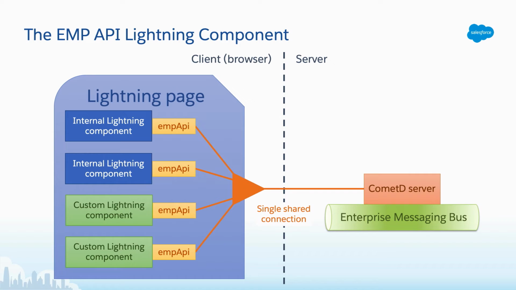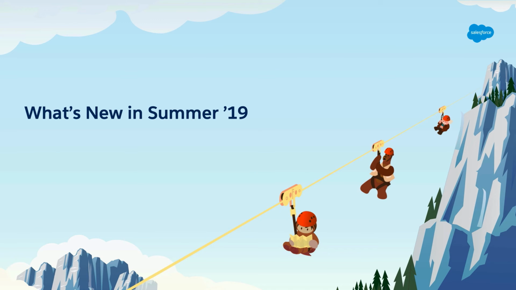You want to use this EMP API component to handle the connections. It's way simpler, and so it scales in terms of performance. Now, that's it for what is the current state. I'm going to talk about what is new in Summer '19, what are the new things that we can do.